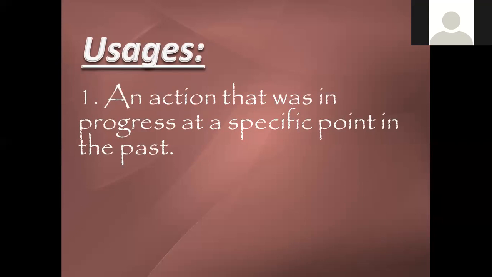What are the main usages of the past continuous tense? And when I say usages, I mean what it's used for. We have two main usages for the past continuous tense. The first one is that it's used when we talk about an action that was in progress at a specific point in the past.